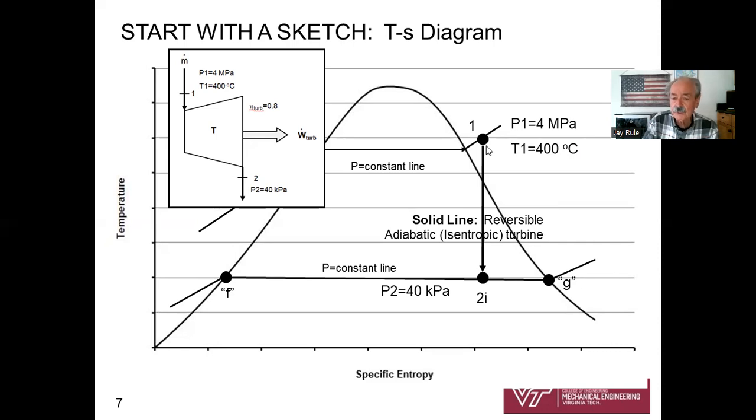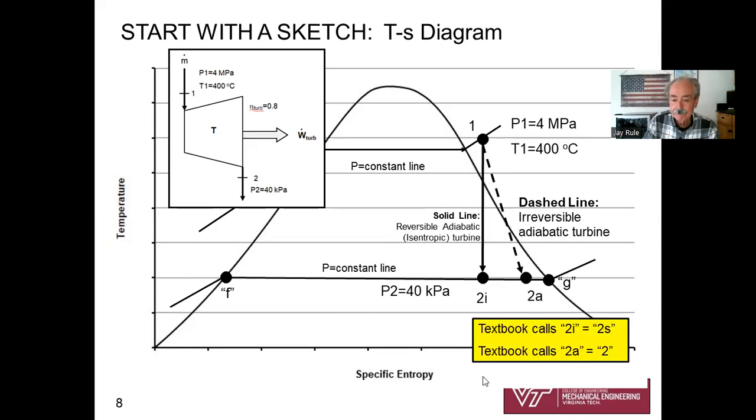And the first thing we're going to do is study the isentropic process, the reversible and adiabatic process, and then we will apply turbine efficiency for the actual process. So this sketch starts showing the isentropic process, 1 to 2i, down to a lower pressure. Here's our line of constant pressure, 4 megapascals, dropping down to a lower pressure, P2, 40 kPa, okay? So this is a nice professional quality T-s diagram.